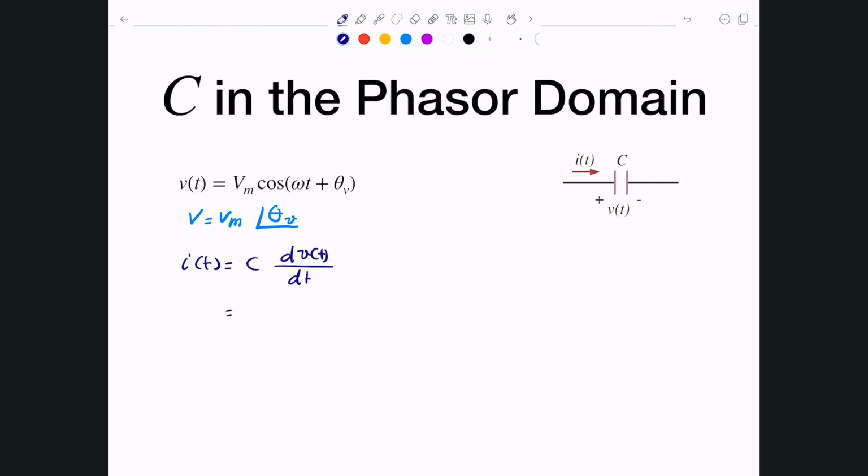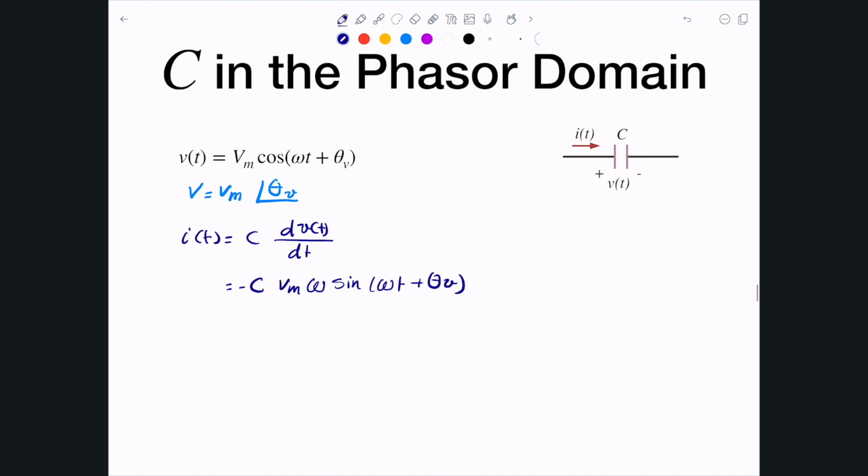Okay, so we're going to do that here. I'm going to take the derivative of that. The derivative of this is simply V_m omega, and this cosine becomes minus sine of omega t plus theta_v. And now, of course, I'm going to convert it to the phasor domain. In the phasor domain, I'm getting from negative sine all the way to cosine. I need to convert this negative sine to cosine in order for me to do the phasor transformation.